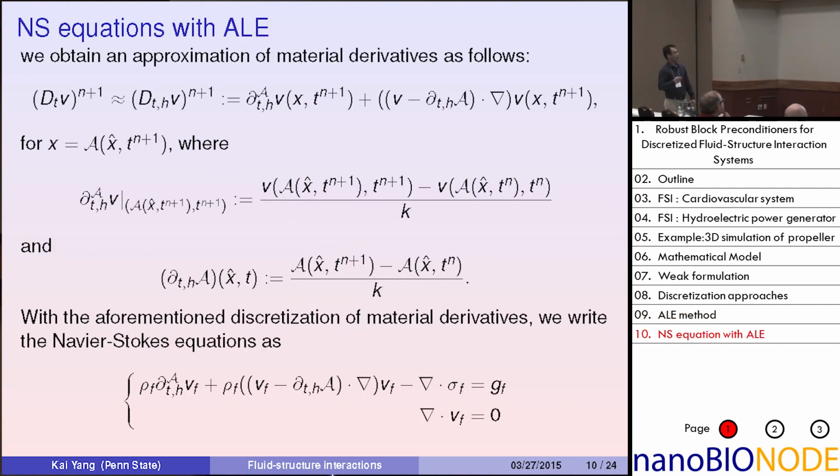With the ARE, we have to change the discretization of the derivative in order to avoid the interpolation. We introduce this time derivative with respect to this A, and correspondingly, we have to change the convection term. There's an additional term since we changed this time derivative.